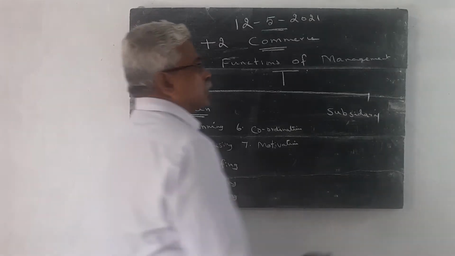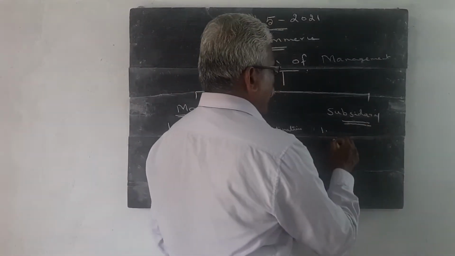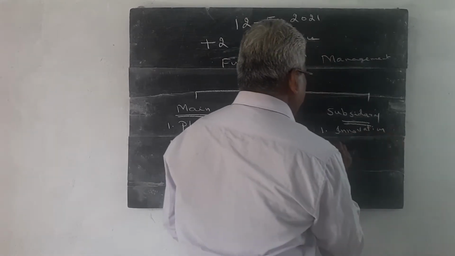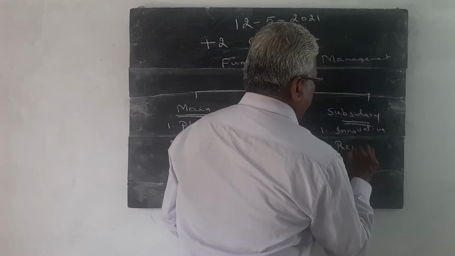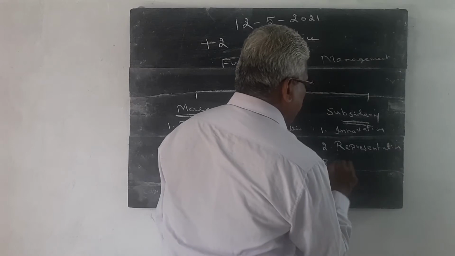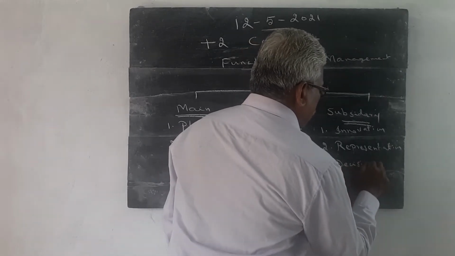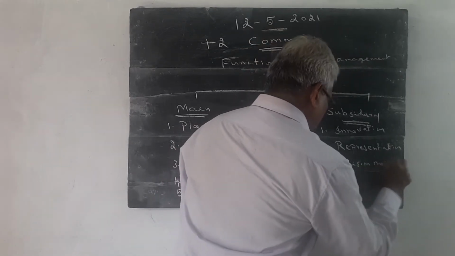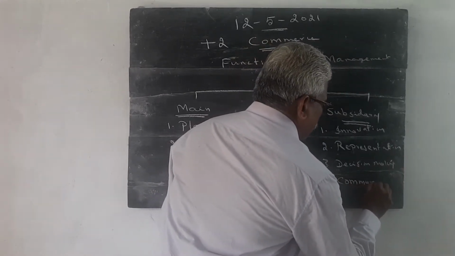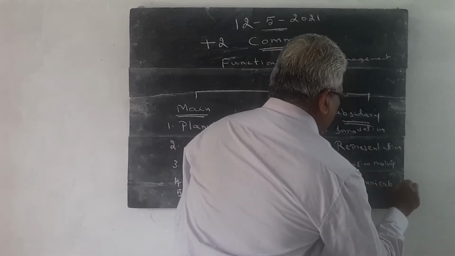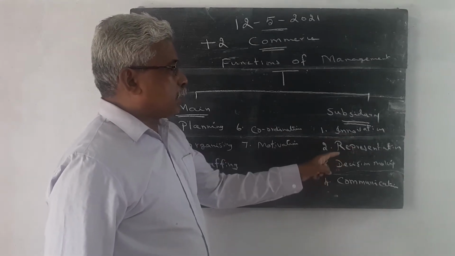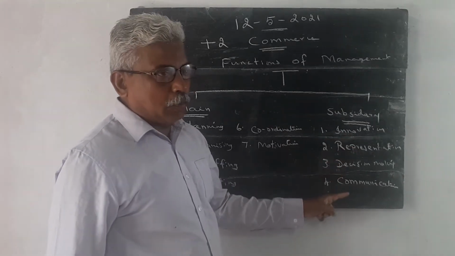Then subsidiary functions are again classified into 4 types. Number one, innovation. Number two, representation. Number three, decision making. Number four, communication. These are all the subsidiary functions: innovation, representation, decision making, communication.